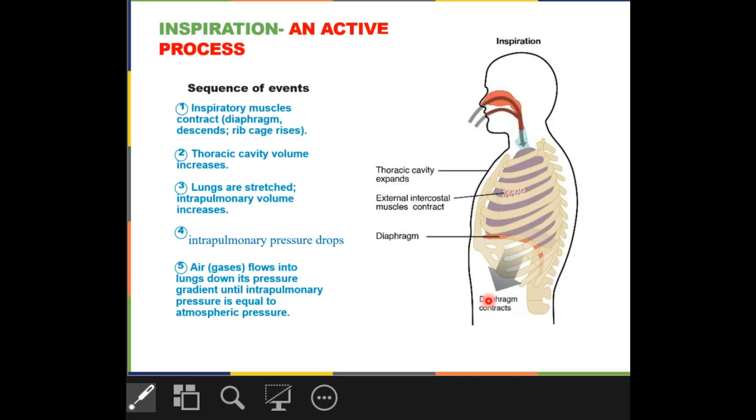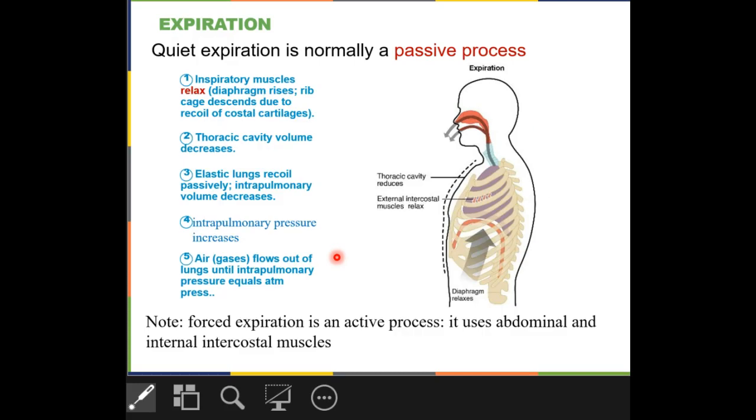So as your diaphragm descends, this increases the volume in your thoracic cavity. That in turn stretches out your lungs, and as your lungs get bigger, your intrapulmonary volume increases. Your intrapulmonary pressure is going to drop. It is going to go lower than atmospheric pressure, and air will flow in until your intrapulmonary pressure meets atmospheric pressure. Then when you exhale, as long as it is quiet expiration, it is a passive process.